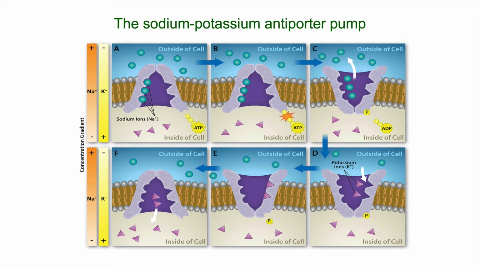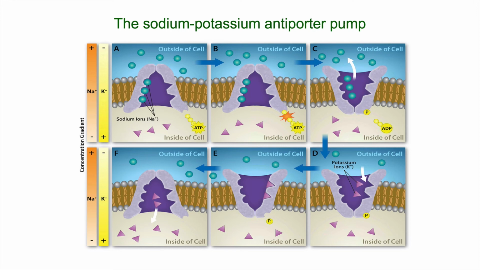An antiporter pump, a good example of that is the sodium-potassium pump that cells use to regulate sodium and potassium concentrations. Cells want to pump sodium out of the cell. So in A, you can see 3 sodium ions have bound to the protein, and then along comes an ATP and binds one of its phosphates. And when that happens, the protein changes its shape. And now the sodium is released and pushed outside of the cell to a high concentration area of sodium.